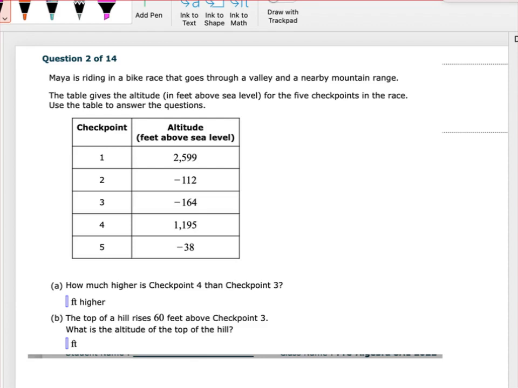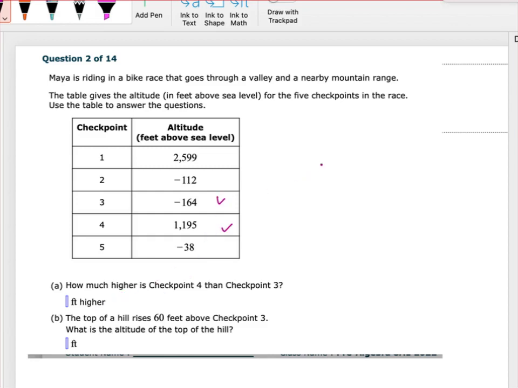Okay, so here, this one gave people a lot of trouble. Maya is riding in a bike race that goes through a valley and a nearby mountain range. The table gives the altitudes in feet above sea level for the 5 checkpoints in the race. Use the table to answer the questions. Okay, so we have 5 checkpoints in this race. And how much higher is checkpoint 4 than checkpoint 3?